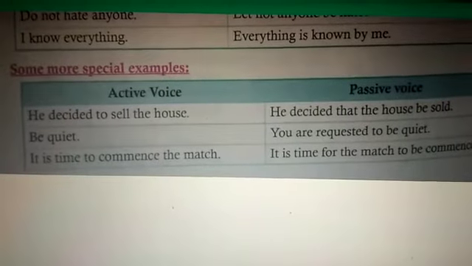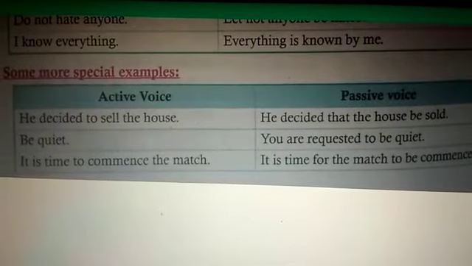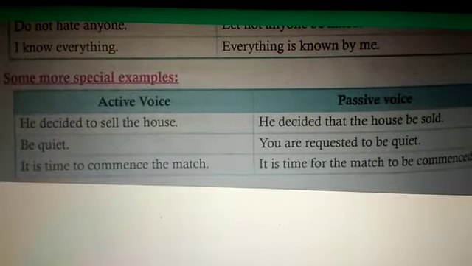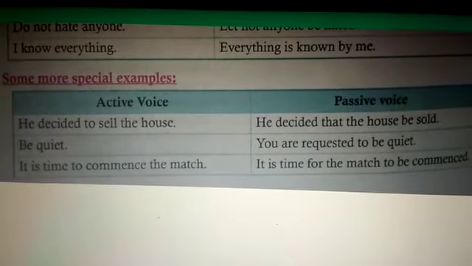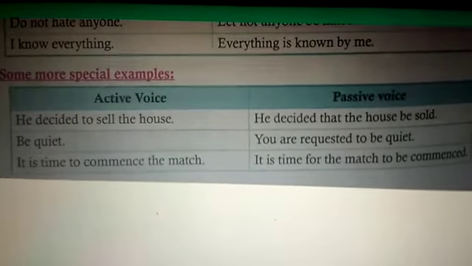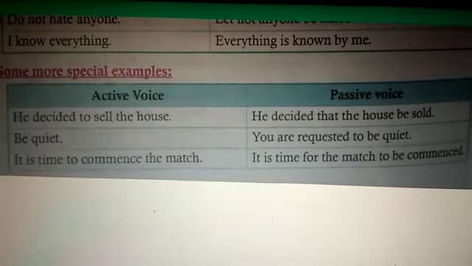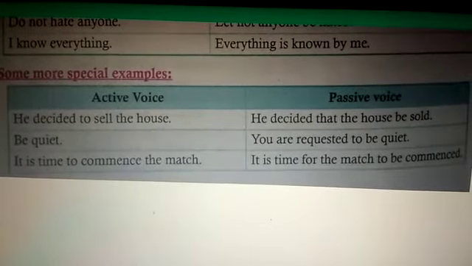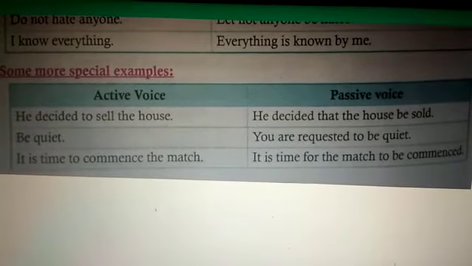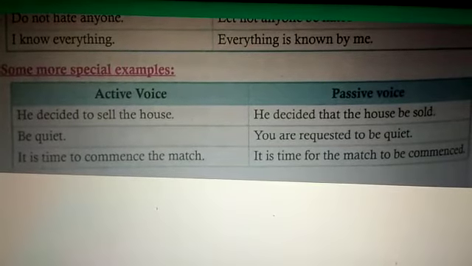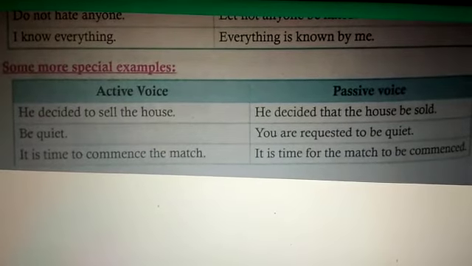Some more special examples. You see in the active voice, he decided to sell the house. So passive voice, it will be he decided that the house be sold. The to will become that. He decided that the house be sold. Now be quiet. You are requested to be quiet. Then it is time to commence the match. What do you mean by commence? To begin. It is time for the match to be commenced.